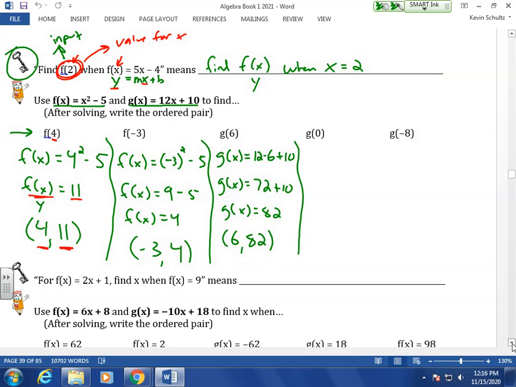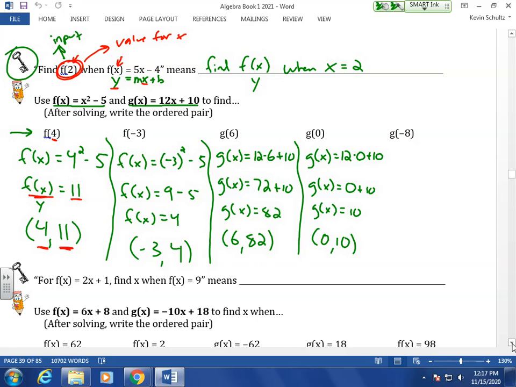g of 0. Okay. 12 times 0 plus 10. Again, we're being given the value for x, plug it in to solve for y. g of x equals 12 times 0, which is 0, plus 10. g of x equals 10. The ordered pair: x is 0, y is 10.